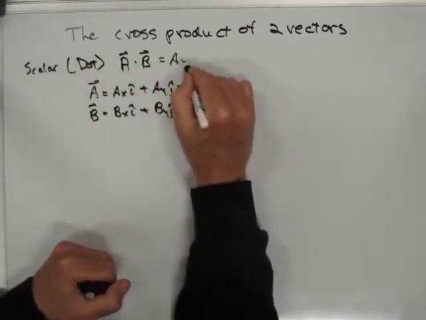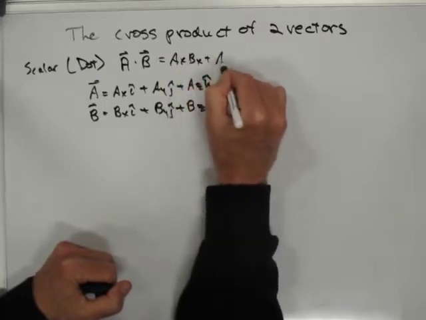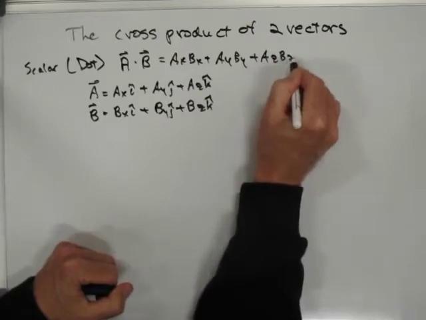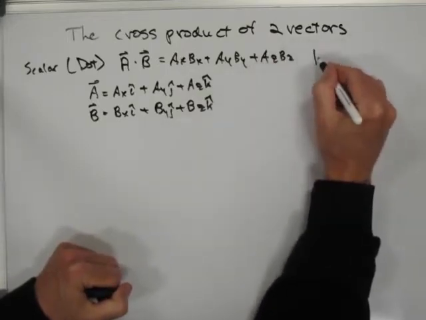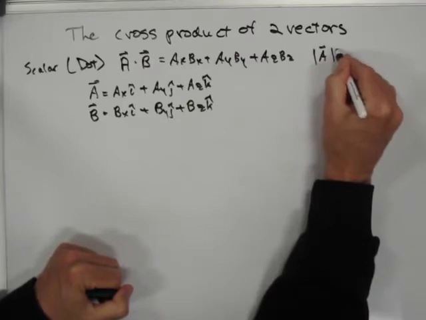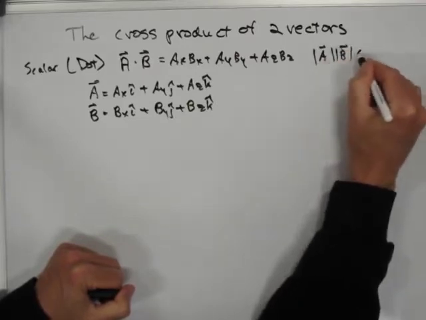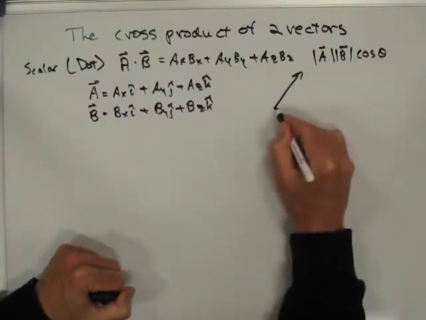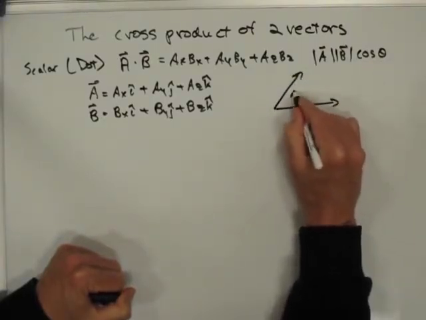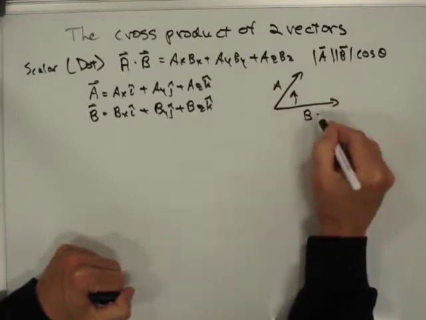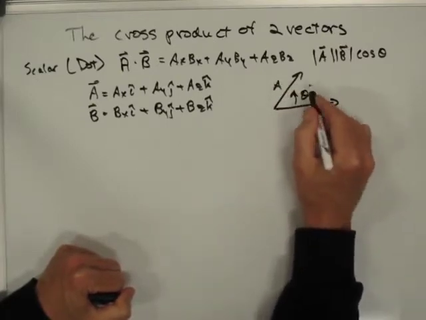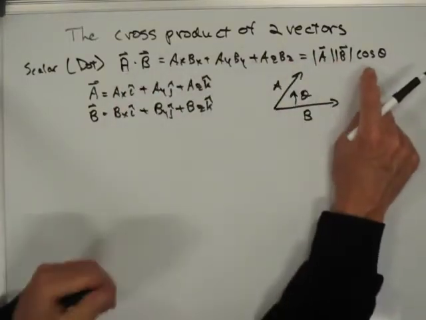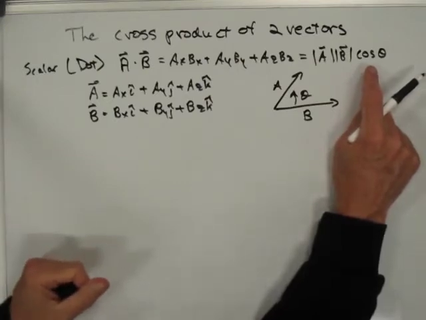What we get is ax bx plus ay by plus az bz, and we showed that that was equal to the magnitude of A times the magnitude of the vector B times the cosine of the angle between them. So if this is my vector A and this is my vector B, and this is the angle theta, this dot product is equal to this, and we showed that in a previous mathematical digression.